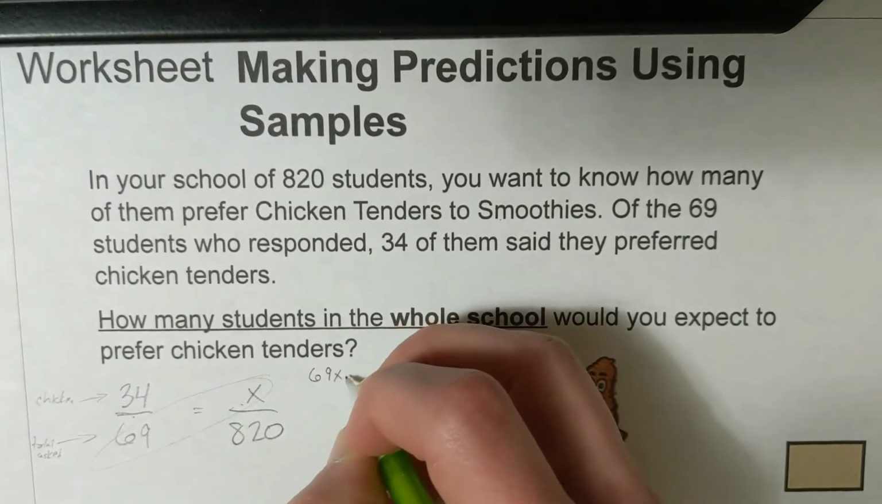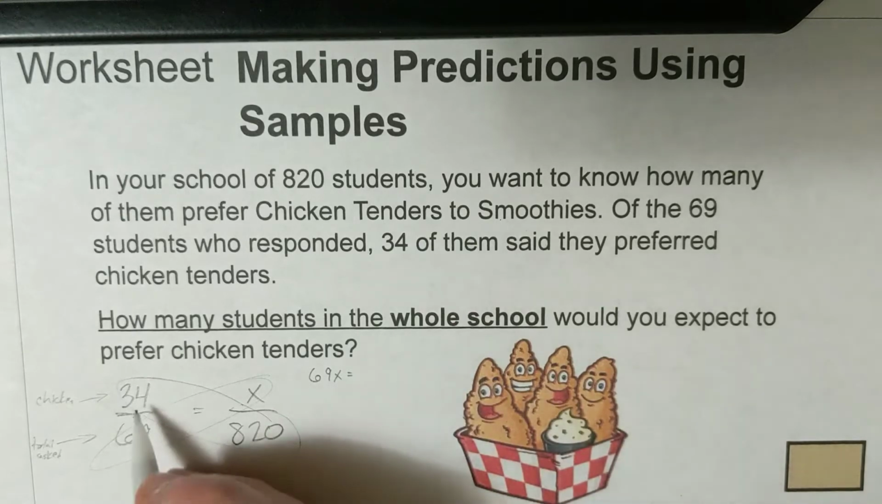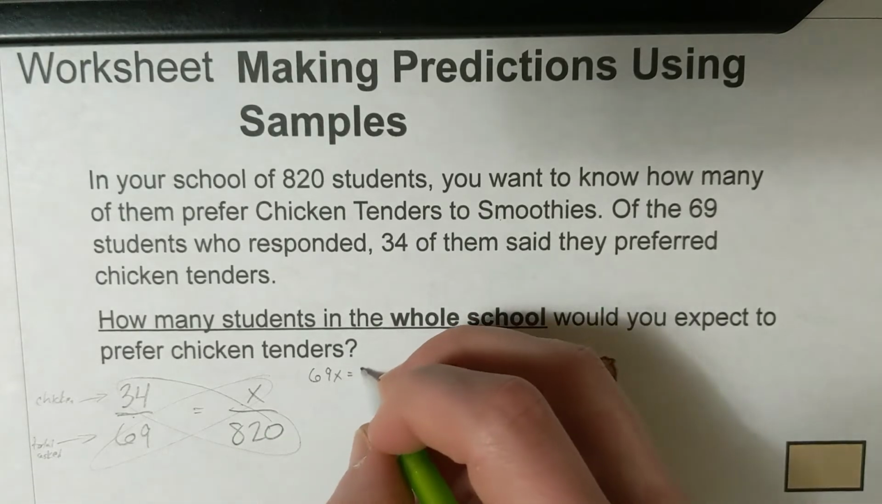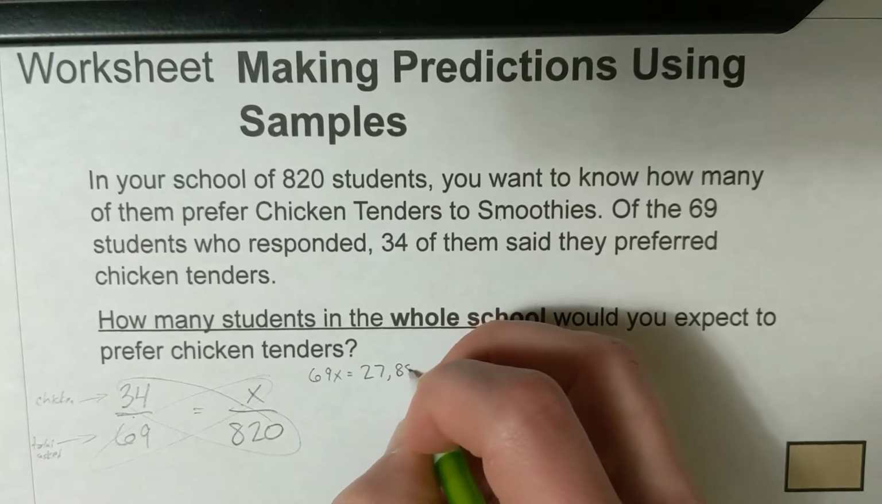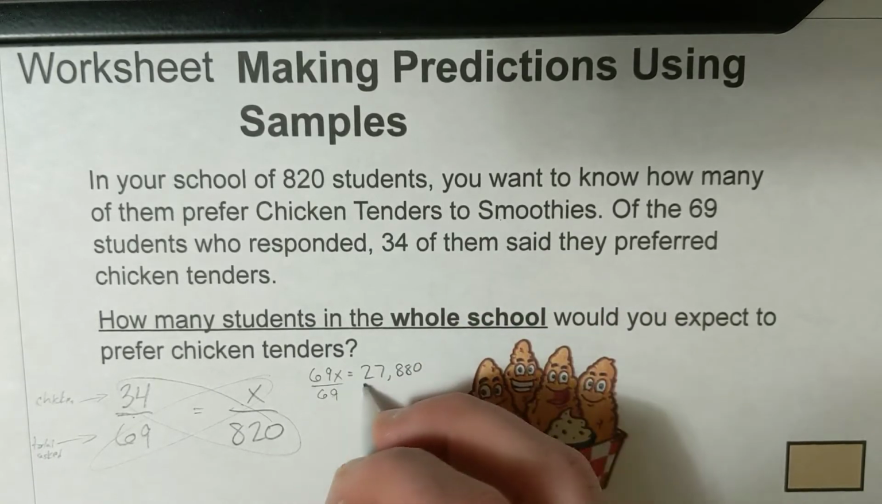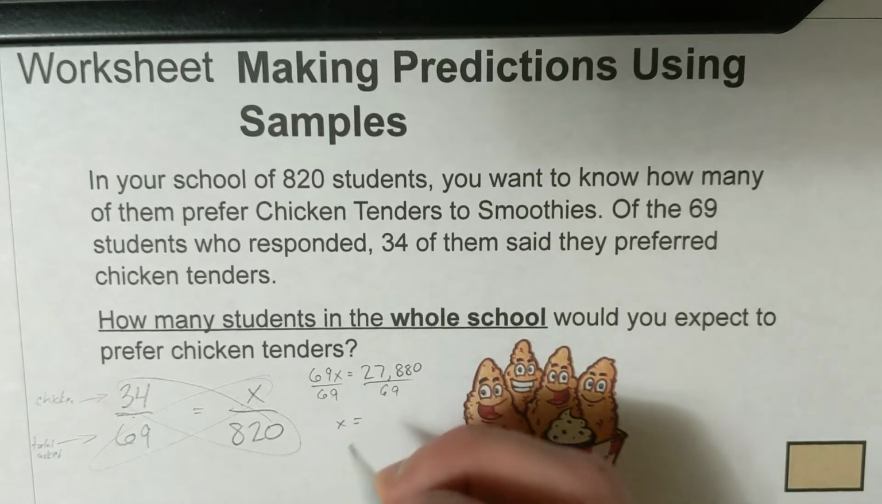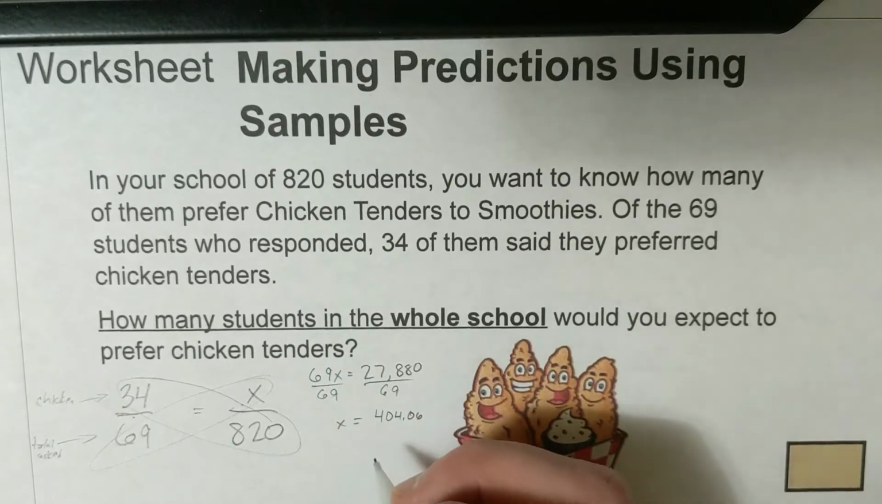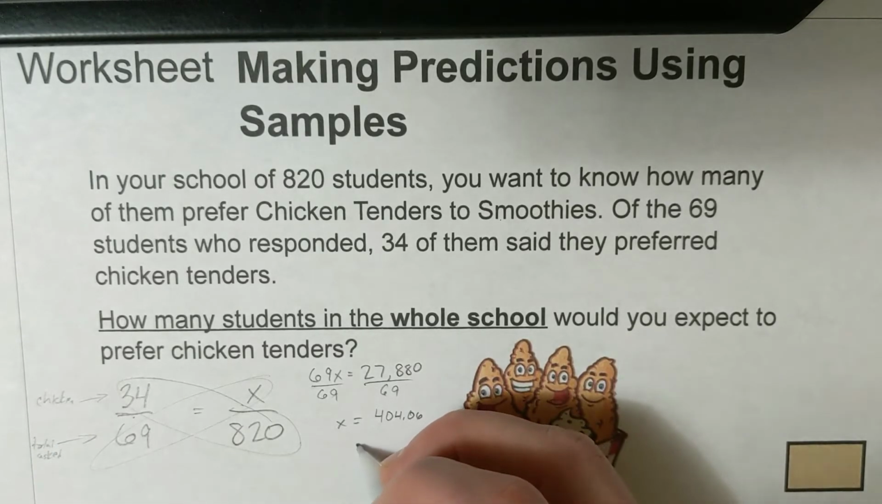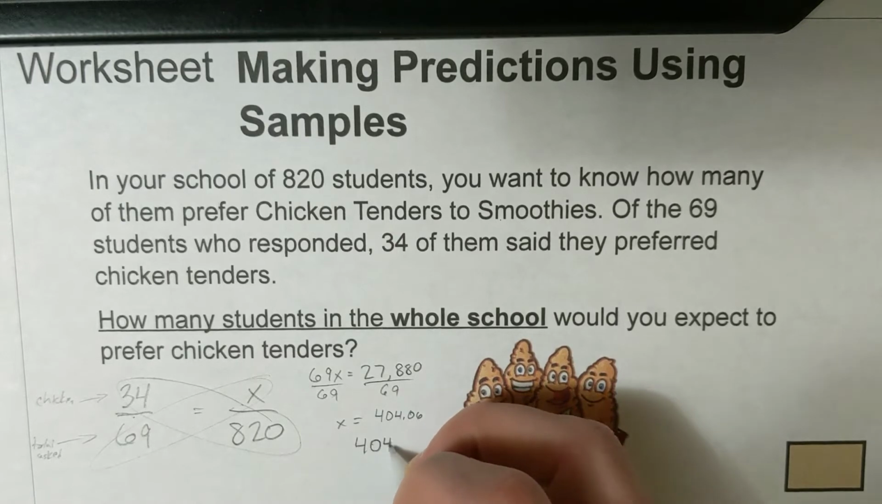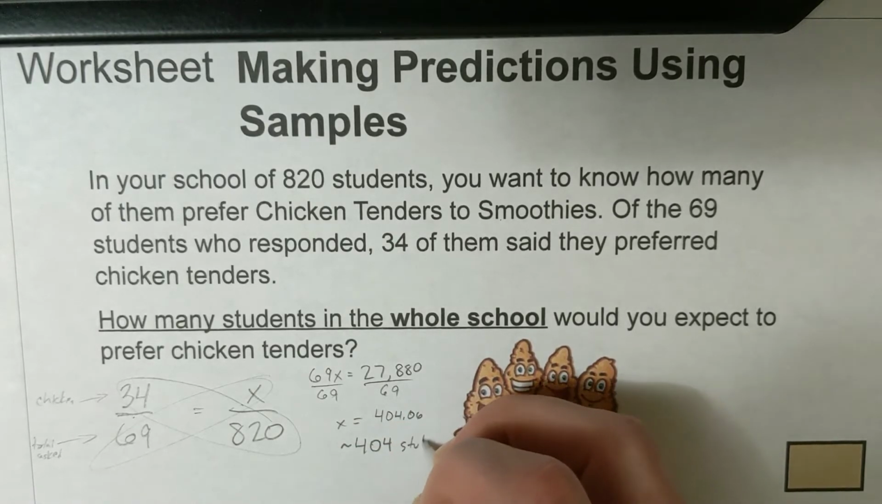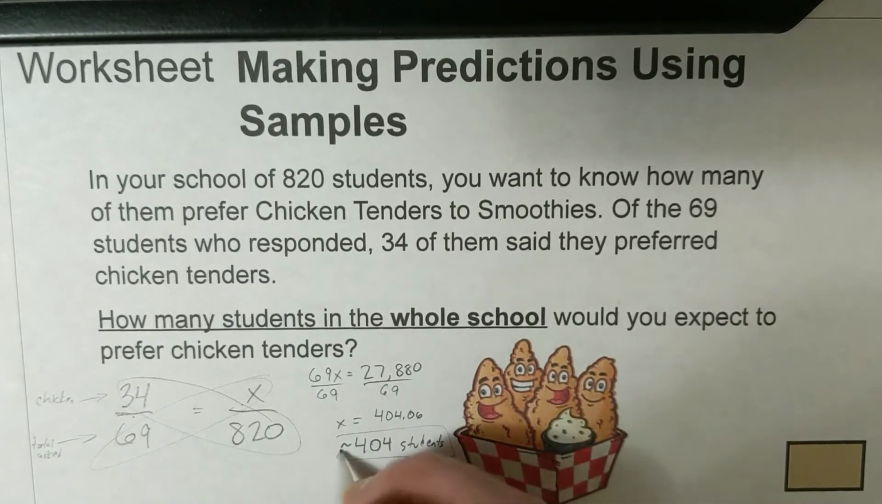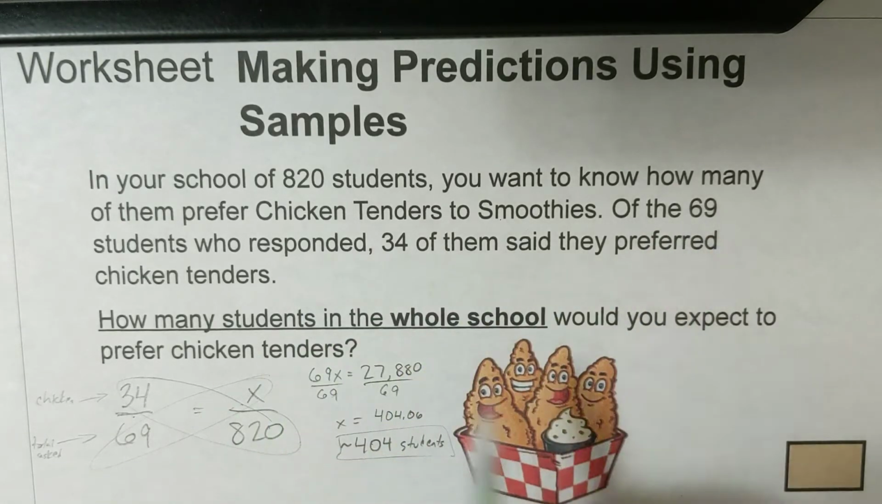So 69x is equal to, when I multiply 34 and 820, I end up getting an answer of 27,880. Divide by 69 to get x by itself. And you end up getting x is equal to, it comes out to 404.06, I'm rounding there, whereas we really just want to talk about students in whole. So we're going to say about 404 students. So about 404 students, we can predict, using our sample of 69, about 404 students out of 820 we think might like chicken tenders better than smoothies.